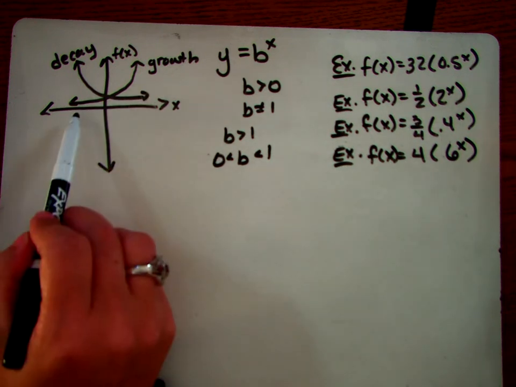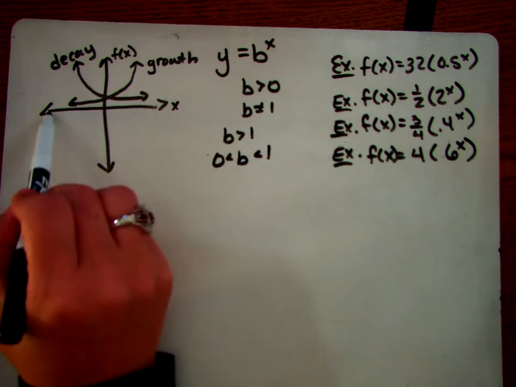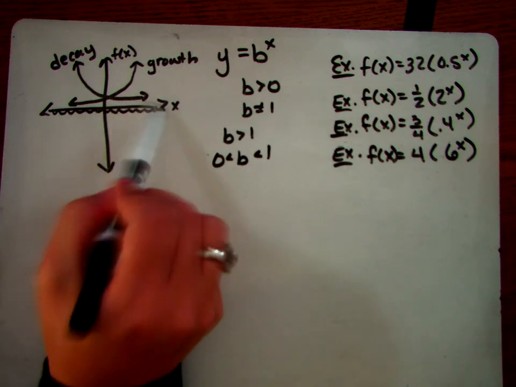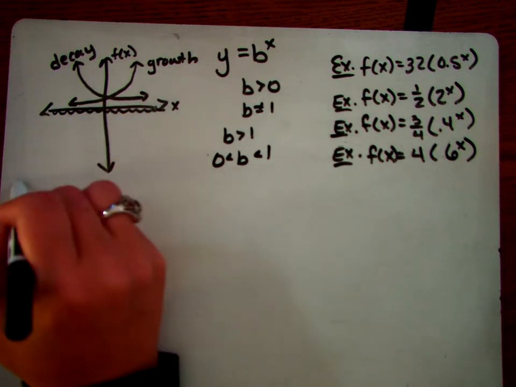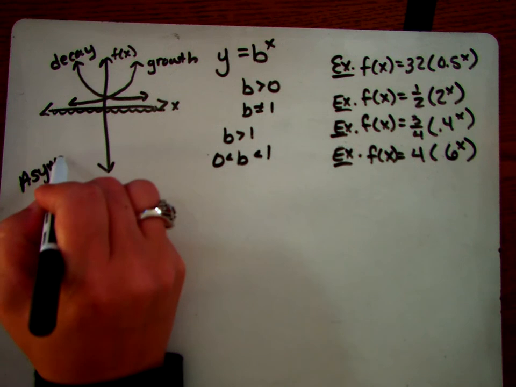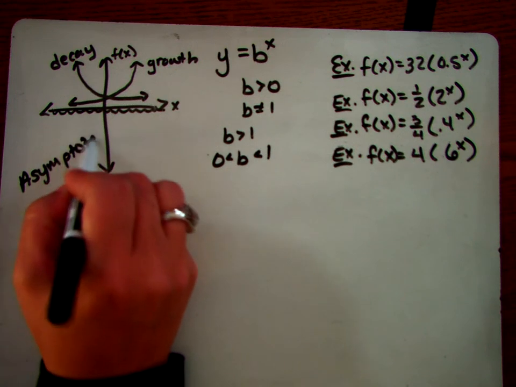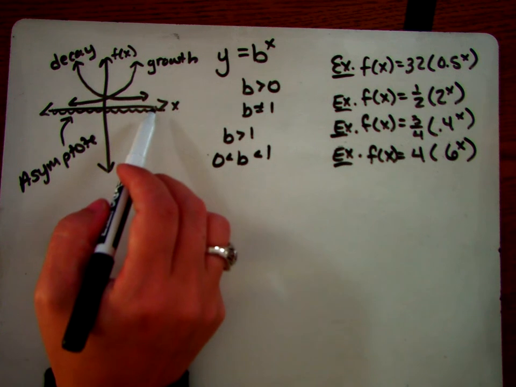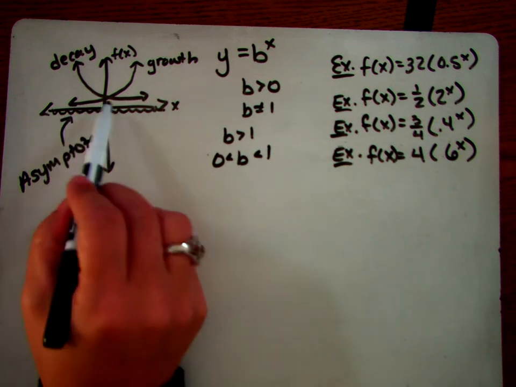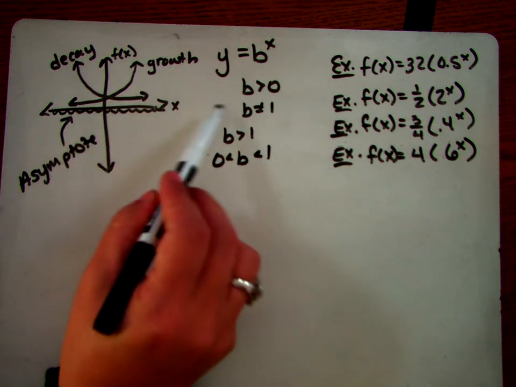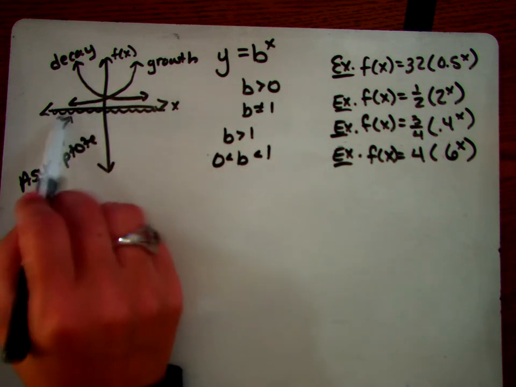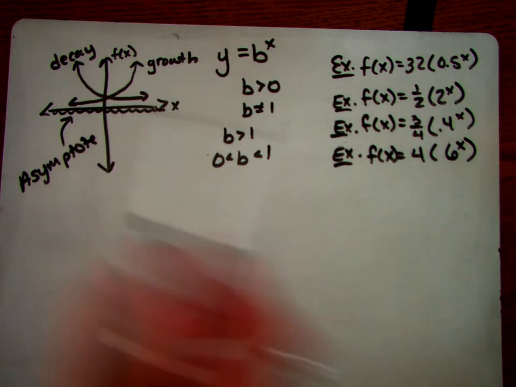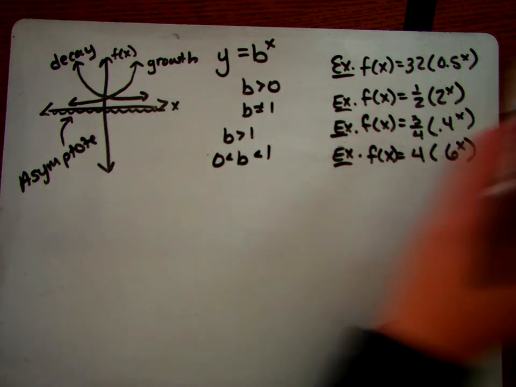What I do want to tell you is these will go on forever, and this is called an asymptote. An asymptote is a line that a graph approaches, but doesn't cross. So it will get really, really close to 0, but it will keep going. This way, same thing. So we call this an asymptote with little lines. So let's just discuss what is growth and decay.